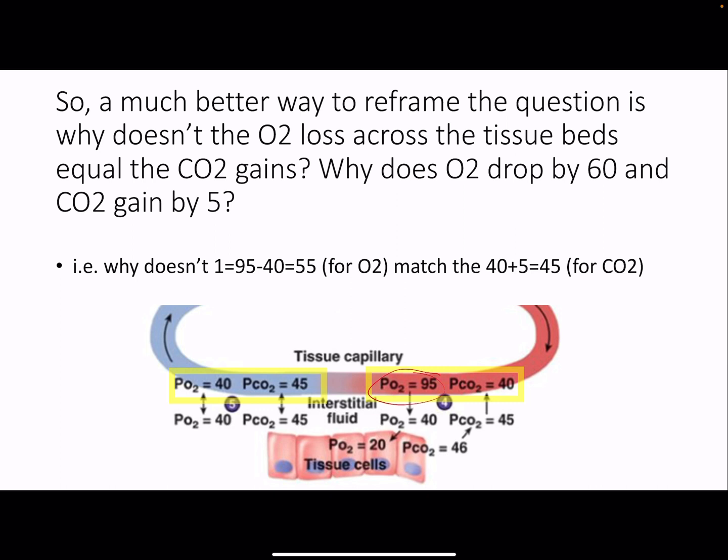Here, my oxygen value was 100 because of the bronchial vein dilution. It's now 95. And then, on the venous end of the capillary, it's now 40. So I went from 95 to 40, so it's a 55 exchange for the O2.